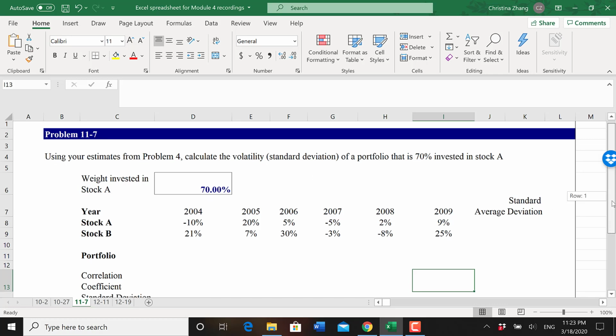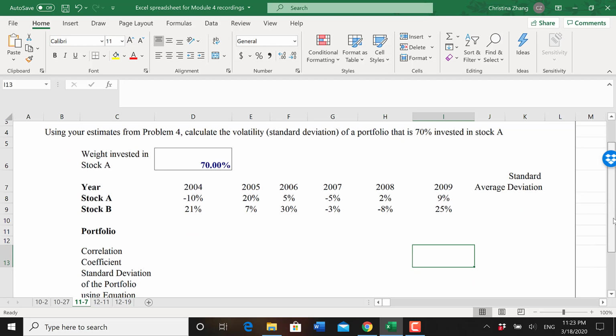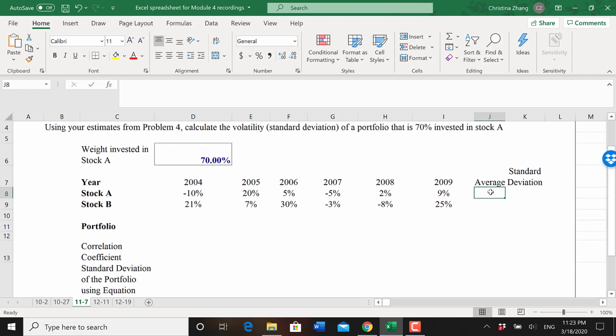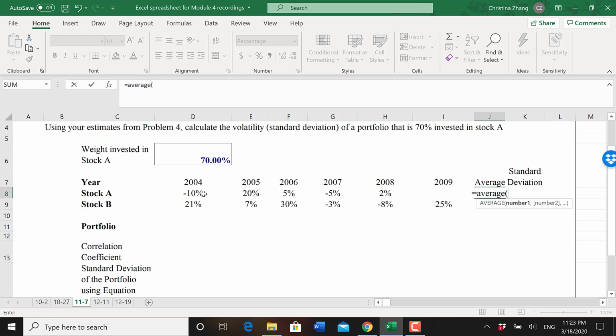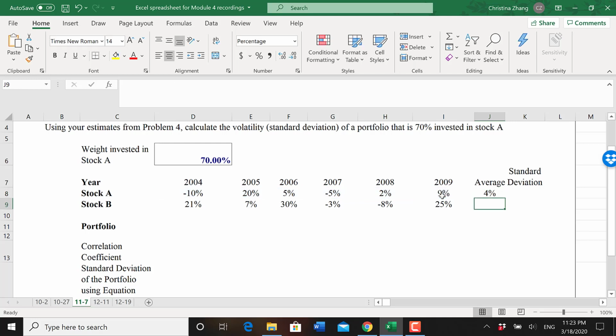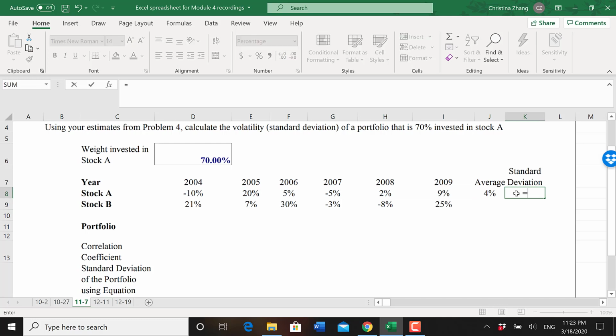So you're provided with the return information for both stocks. One thing you can definitely do is figure out the average, right? It's easy. So the average of that is going to be average. And then we can also do standard deviation, right? STDEV.P, again, because this is for the entire population.